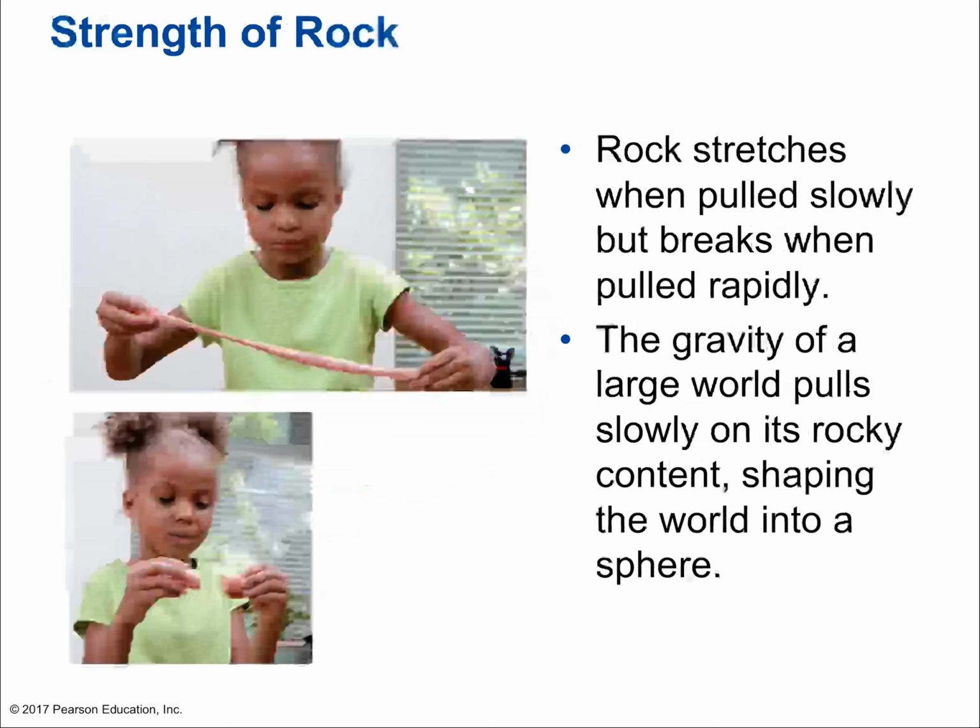So how can we even think about rock in that half liquid state? Well, we can think about silly putty as a good analogy. Rock stretches when pulled slowly, but breaks when pulled rapidly. The gravity of a large world pulls slowly on its rocky content, shaping the world into a sphere. And so the rock can remain relatively solid, but behave in a stretchy liquid way, just like if you pull silly putty slowly. If you haven't done this, I highly recommend it. But if you pull it quickly, it snaps. That's the same for rock.